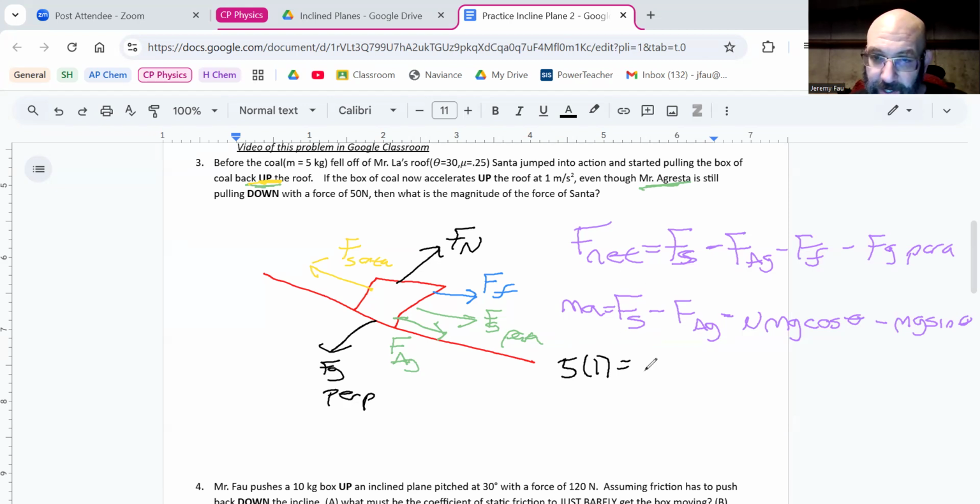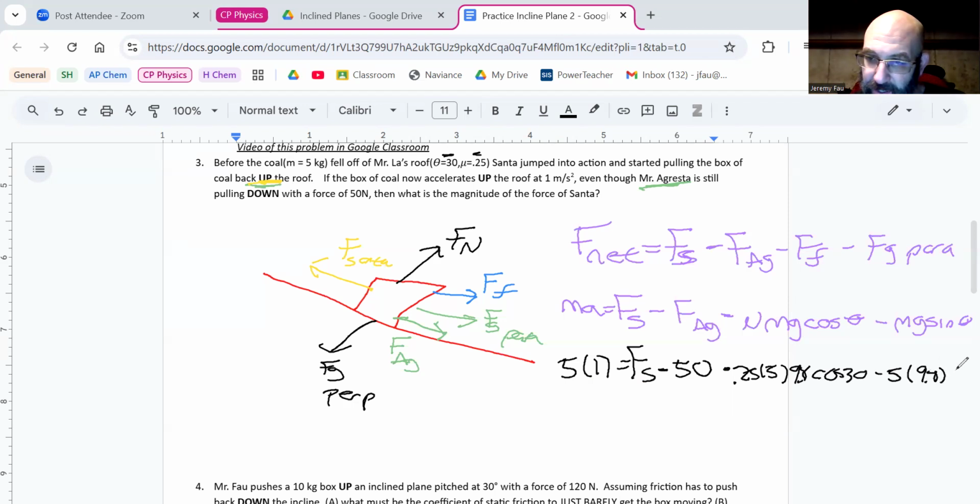Santa, that's the unknown, so Fs is going to stay as Fs. Mr. Agresta's force is 50. Mu mg, mu is 0.25, m is 5, g is 9.8, cosine, and the angle is right up here, 30. And then minus mg sine 30. So if we plug this all in, this is 5, this is Fs, this is minus 50.